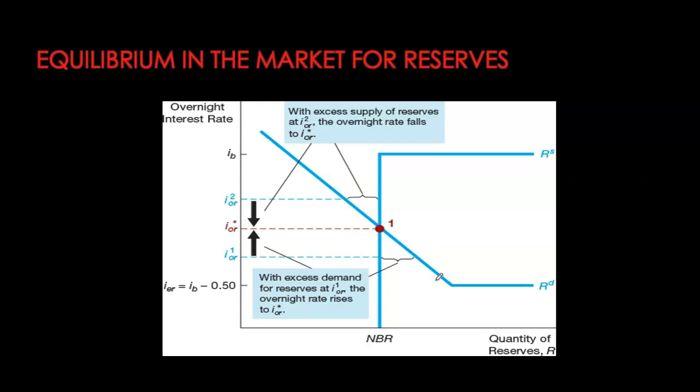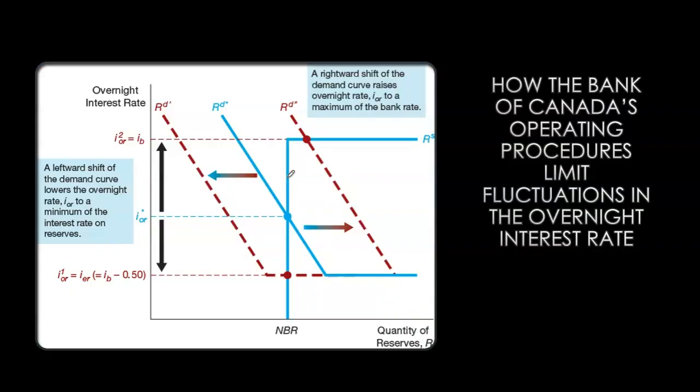Now next we'll see how the operating procedures limit the fluctuations in the overnight interest rate. If the equilibrium overnight rate is at the overnight rate of i star and there is a huge unexpected increase in the demand for reserves, the demand curve shifts to the right and pushes the interest rate up. However, note that the intersection now is happening on the horizontal section of the reserve supply curve. So regardless of how big this increase is, the maximum that the overnight interest rate can go up to is our bank rate. It cannot rise above that.